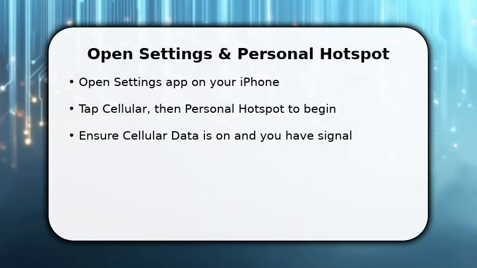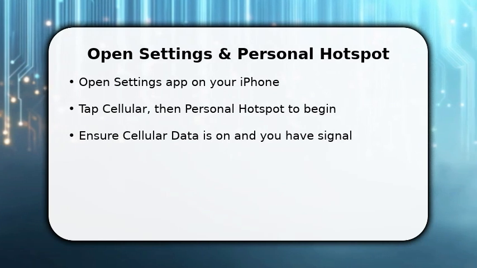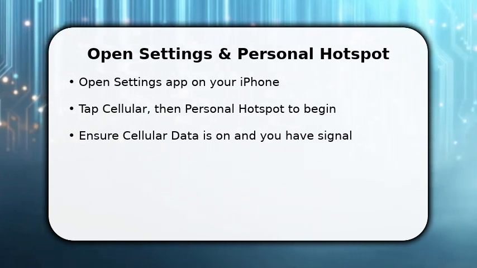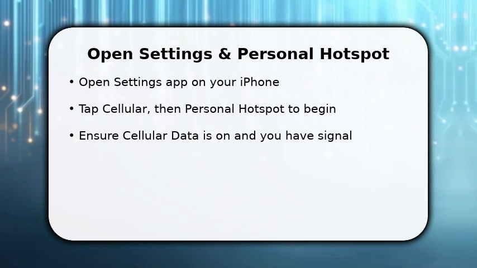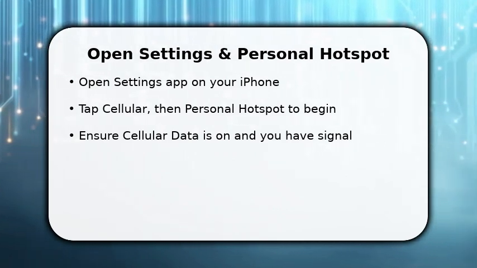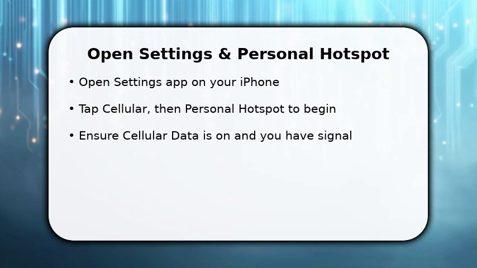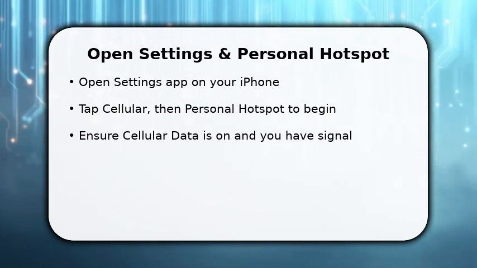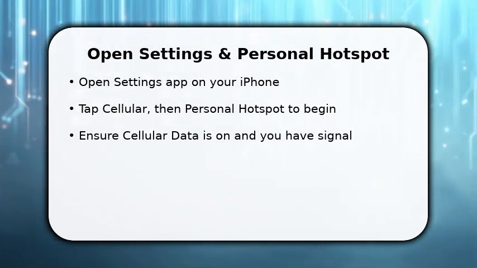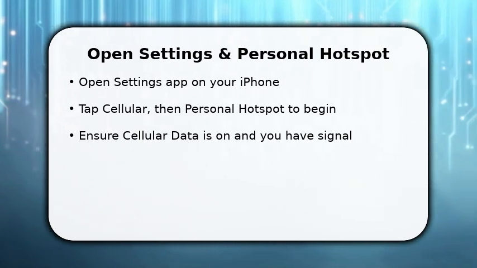You start in Settings because that's where the hotspot name lives. Open Settings, tap Cellular, then Personal Hotspot. Make sure cellular data is enabled so the option appears. Once the Personal Hotspot screen is visible, you'll see the current hotspot name at the top. That's derived from your device name.